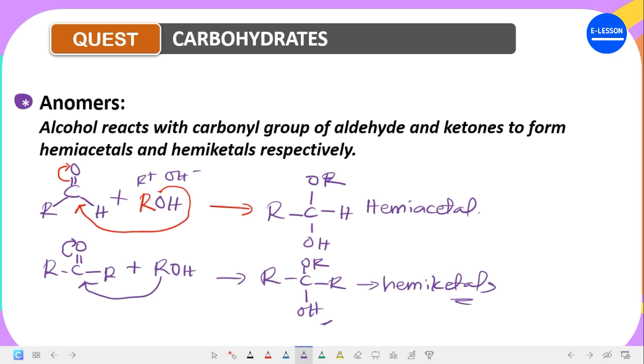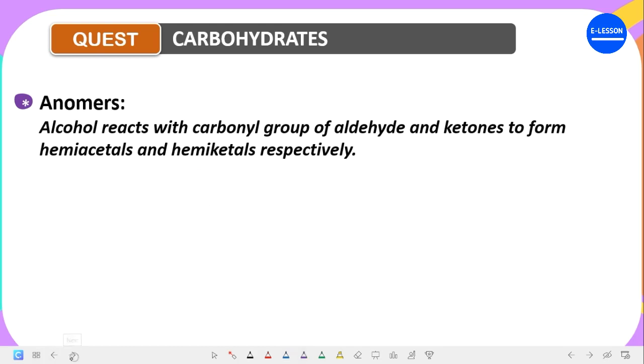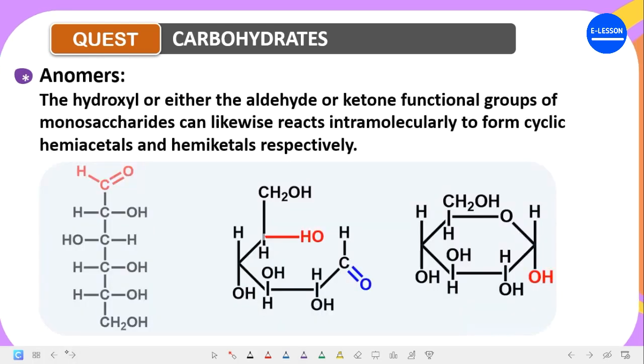Just know that alcohol reacts with the carbonyl group of aldehydes and ketones to form hemiacetals and hemiketals respectively. When you have done advanced organic chemistry, you understand how this process came about. Now, the hydroxy group of either the aldehyde or ketone functional group of a monosaccharide can likewise react intramolecularly to form cyclic hemiacetals and hemiketals.